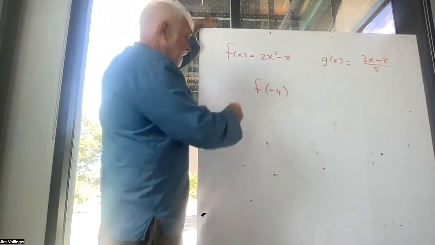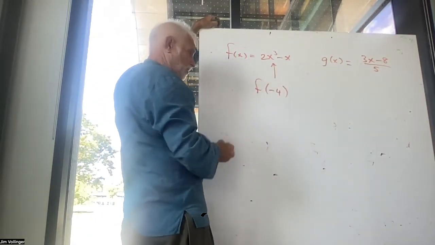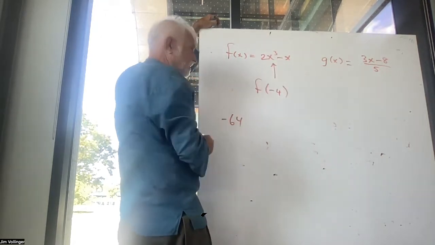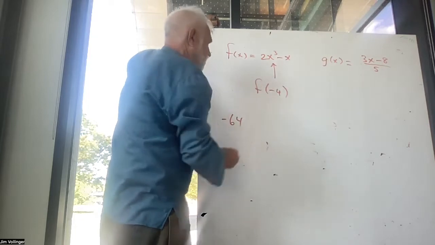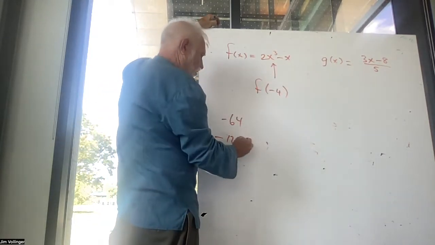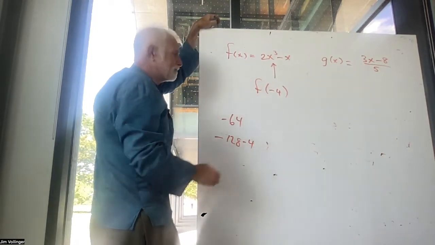Well, I'm hoping that you're plugging negative 4 in and cubing it, and I hope you know that 4 cubed is 64. I'm doing it 3 times, so negative 64. If I double negative 64, I get minus 128. And if I subtract 4, looks like I get minus 132.